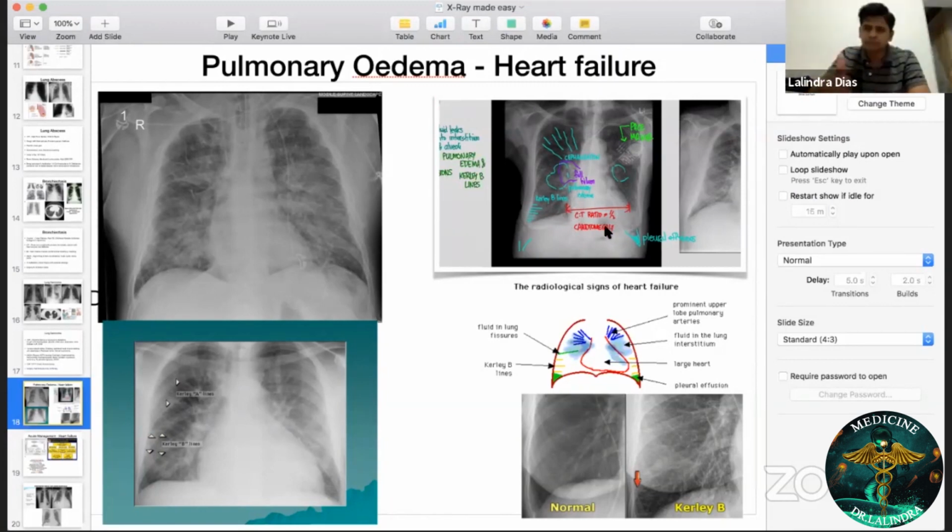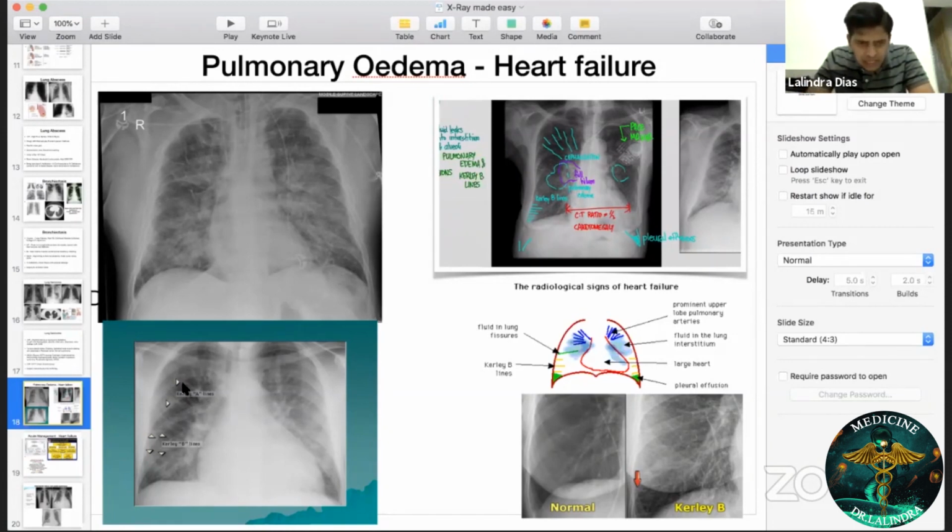That's number one. So when you get this chest X-ray, first you look at the mediastinum. What is the most important structure? The heart. The heart shadow is enlarged, so you call it cardiomegaly. Cardiothoracic ratio is more than 0.5. Then you look at the lung fields. The lung fields, what do you notice?